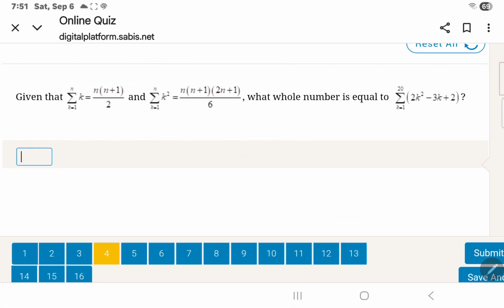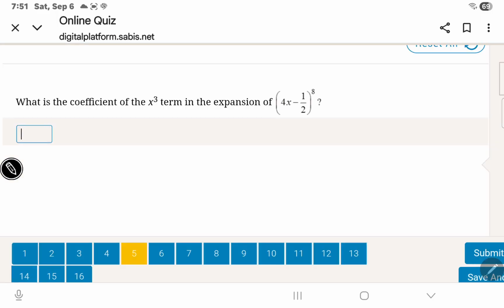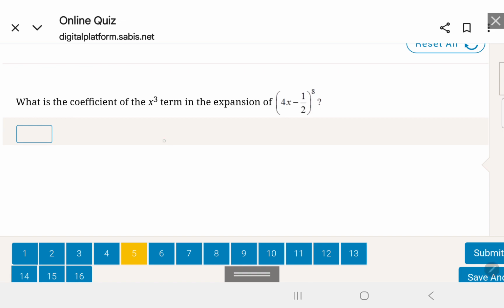Number 5 now. What is the coefficient of x cubed in the expansion? Okay. Now we know that all the terms would seem like this. Here you have 4x, here you have negative half, and here you have 8. To get coefficient of x cubed, I need 3 here, and 3 here, and 5 here. Because 5 plus 3 equal 8.